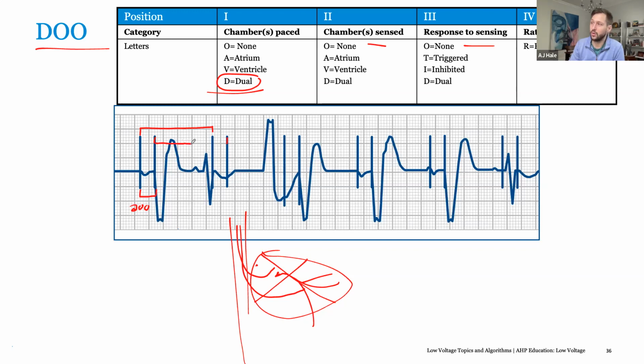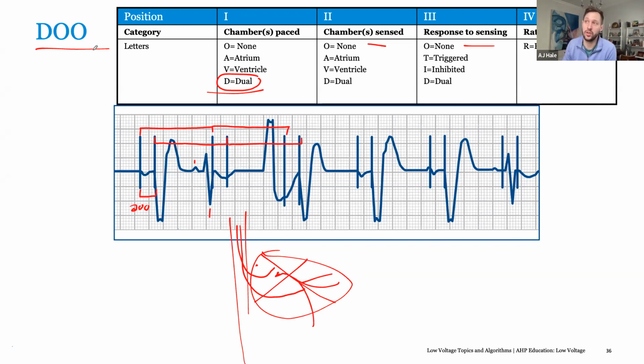Now once again, we're set DOO. So the device doesn't care that this atrial event occurs. It doesn't care that this ventricular event occurs. It just paces no matter what. This resets the atrial timer. It waits 1,000 milliseconds, paces again, resets the ventricular timer, waits 1,000 milliseconds, paces again.